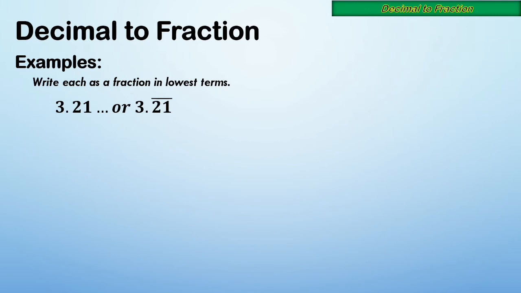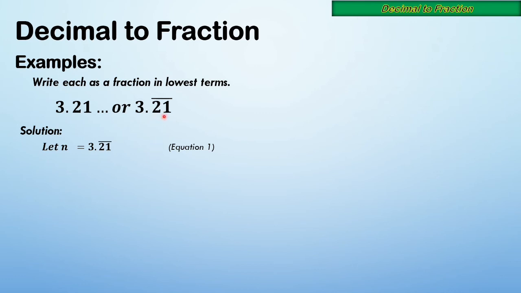Yan. 3.21 and so on. Or, 3.21 na may line sa ibabaw. Okay. Let n is equal to 3.21. Ayan siya. The first equation. Multiply both sides by, kanina, i-multiply natin ng 10. Dito naman, ano yung i-multiply natin? Ayan siya.